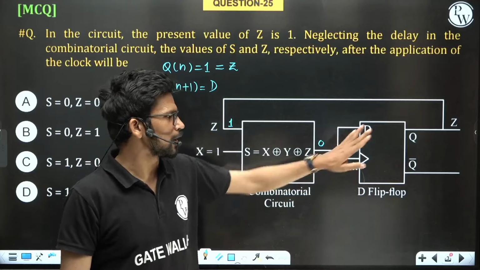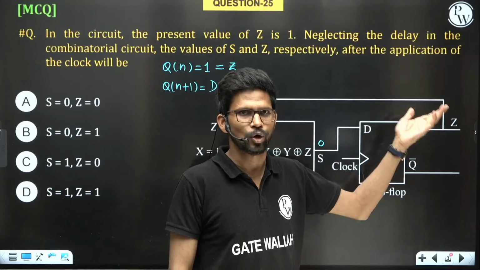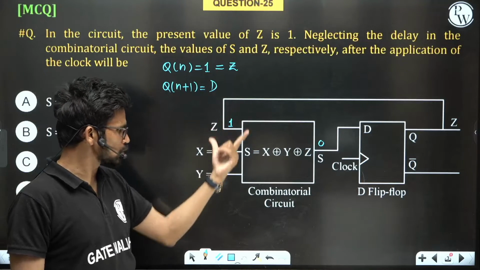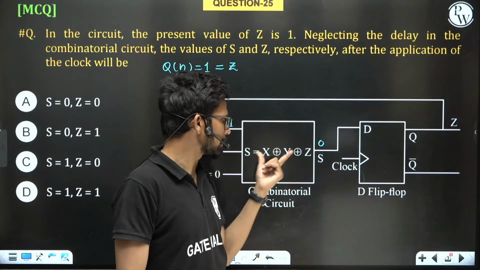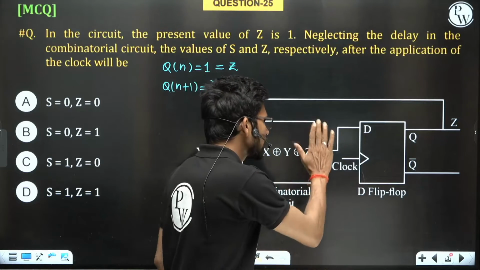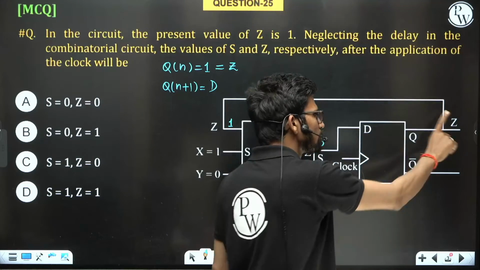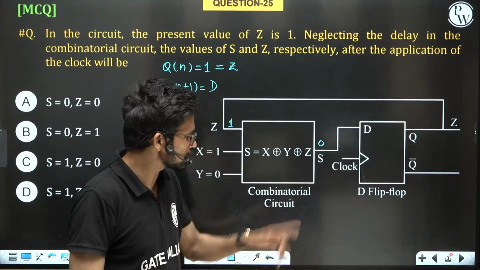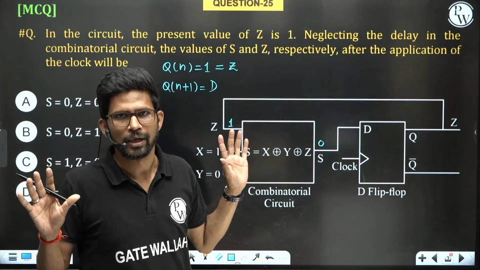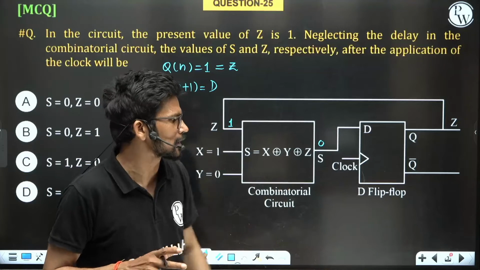Before application of clock, the present output of the flip flop is 1 and Z is also 1. Z is directly coming to this point, and by XORing 1 XOR 1 XOR 0, this combinational circuit is producing output 0. So before application of clock, the value of S is 0 and the value of Z is 1. Now they have asked you to find out the values of S and Z after application of clock.